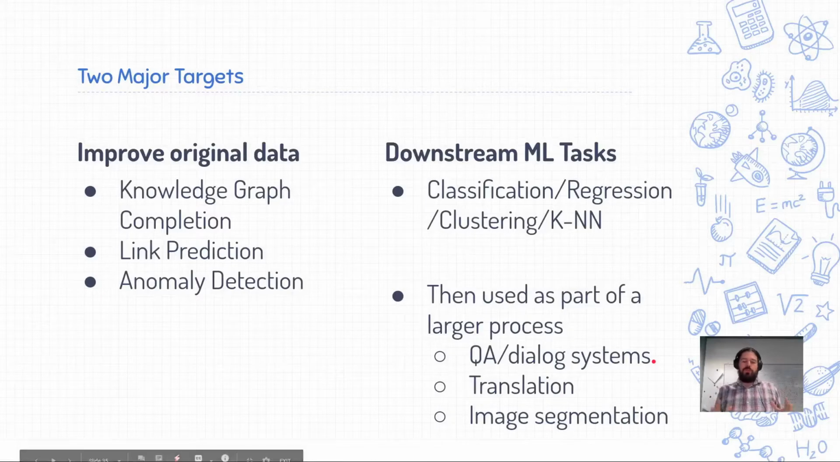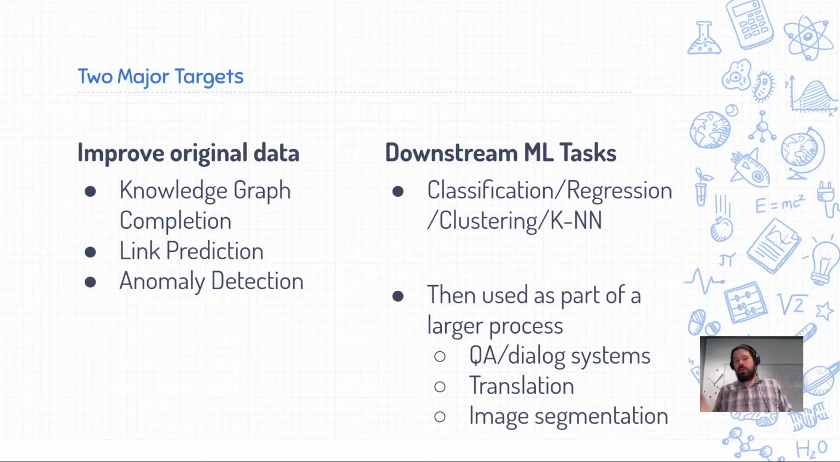Now, there are also two major targets when you're creating these embeddings, and that's related to the tasks which we talked about before. One real large group of tasks is improving the original data. We talked already about these three different ones: knowledge graph completion, link prediction, and anomaly detection.